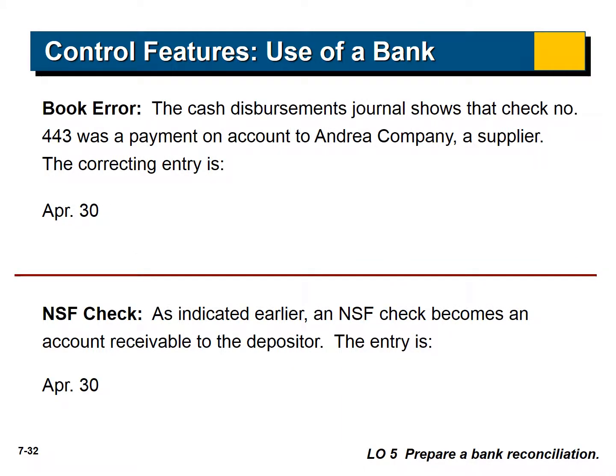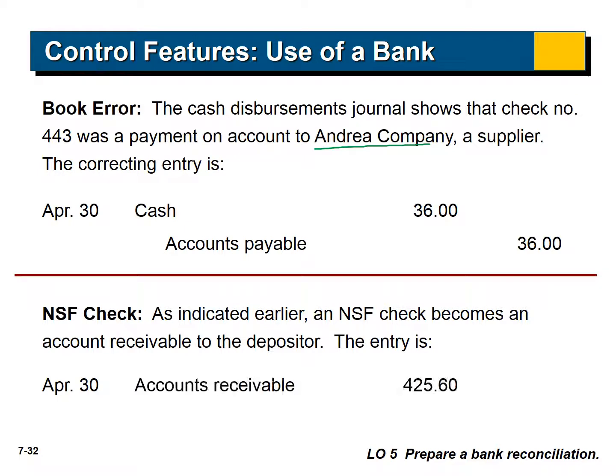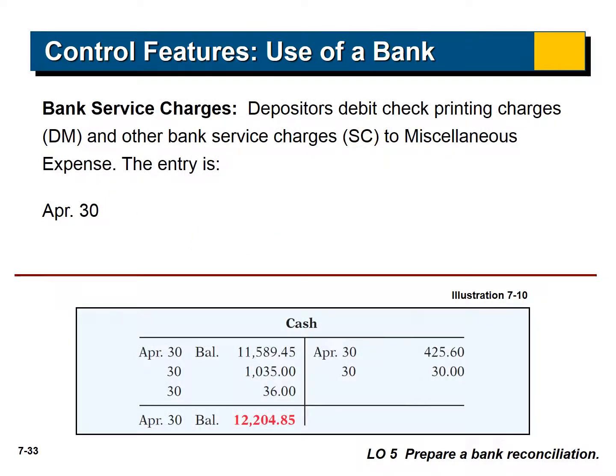The book error was made on account to Andrea Company, a supplier, so we know that would be accounts payable misstated. And the non-sufficient funds check, what we would have done is put that back into accounts receivable. We thought we had collected, but really they didn't pay. And finally, the bank service charge, we're going to record as the miscellaneous expense.